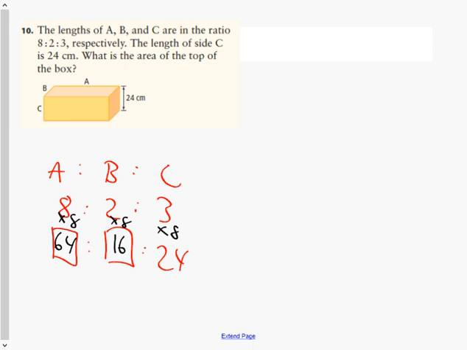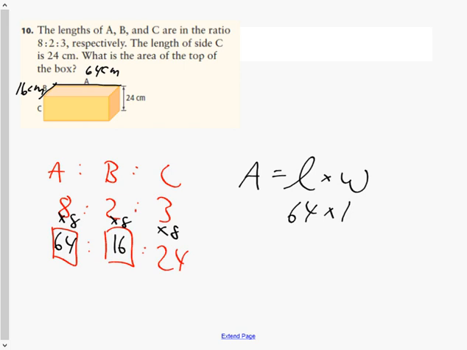But we're not done yet, are we? The question says, what is the area of the top of the box? In this one, the top of the box has a length of A and a width of B. What is the length of A? Well, we just solved it as being 64 centimeters. What's the width of B? It's 16 centimeters. How do we get area of a rectangle? Multiply length times width. So over here, we're going to put the formula: area equals length multiplied by width, or 64 multiplied by 16.